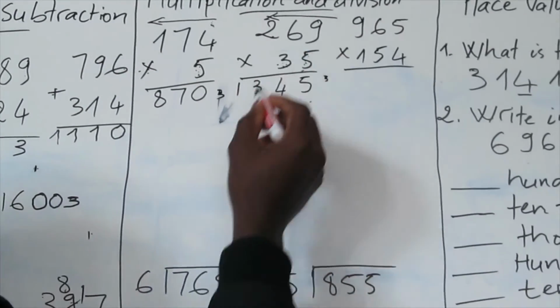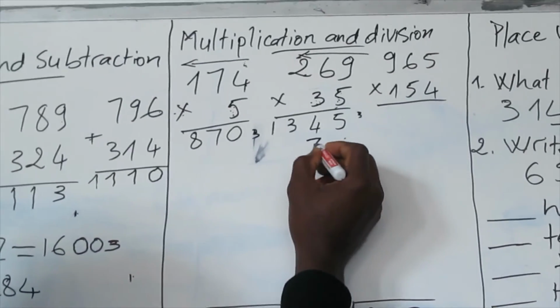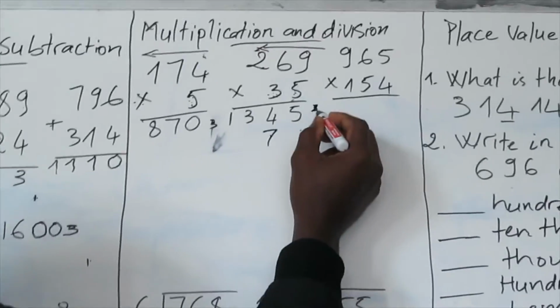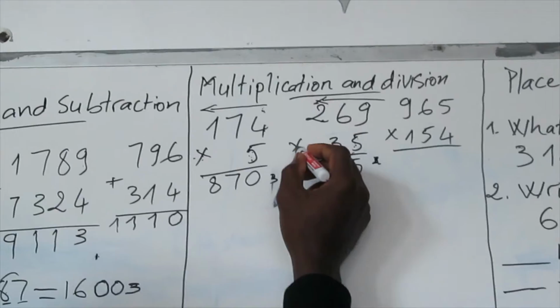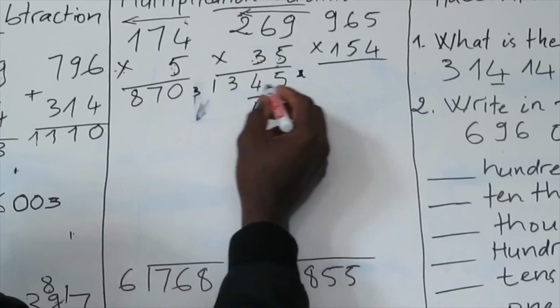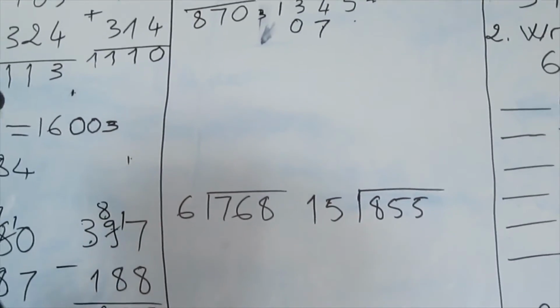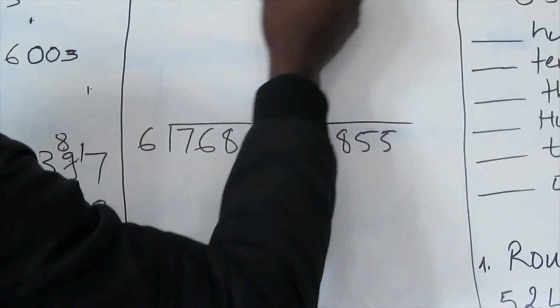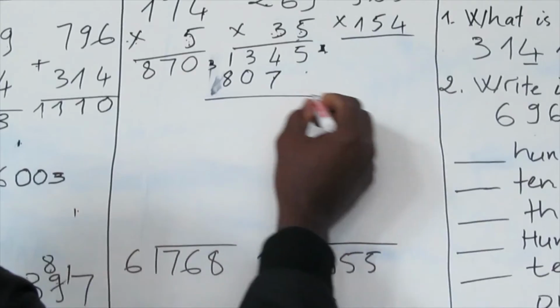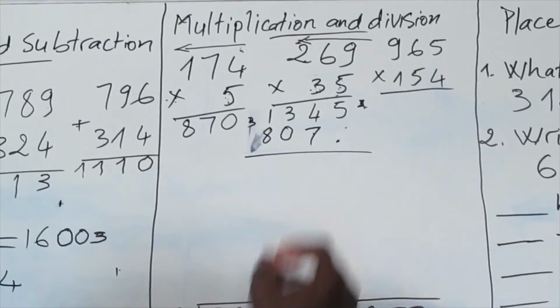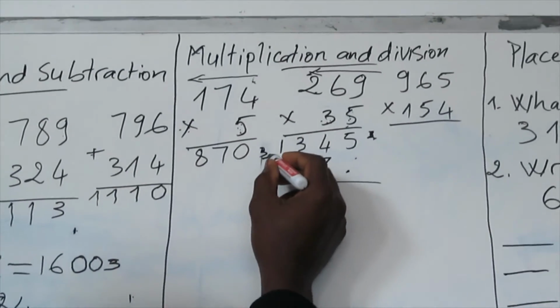3 times 9 equal to 27. You write 7, you carry 2. Now 3 times 6, 18, plus the carry 2, 20. 2, you carry 2. 3 times 2 equal to 6, plus the carry 2, 8 is out. Because here you have nothing, you can just put a dot there. Then here you put a plus.